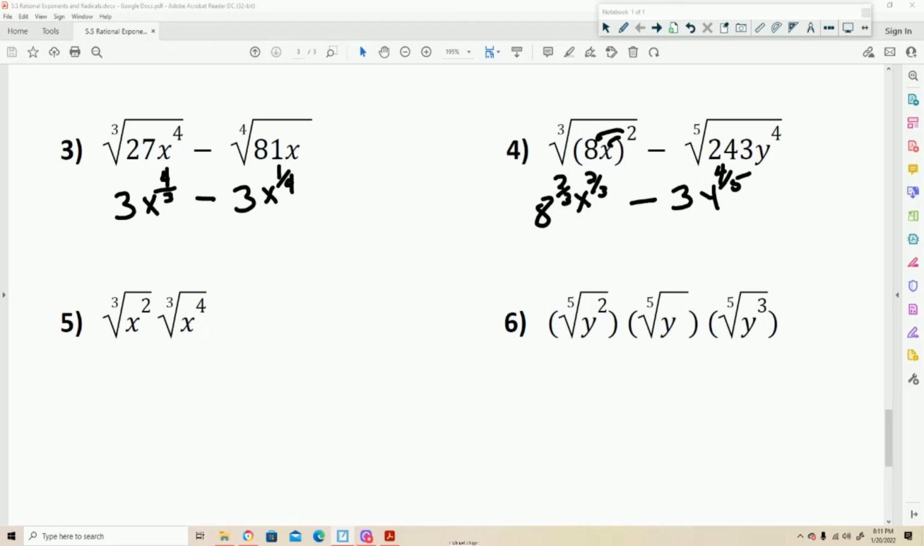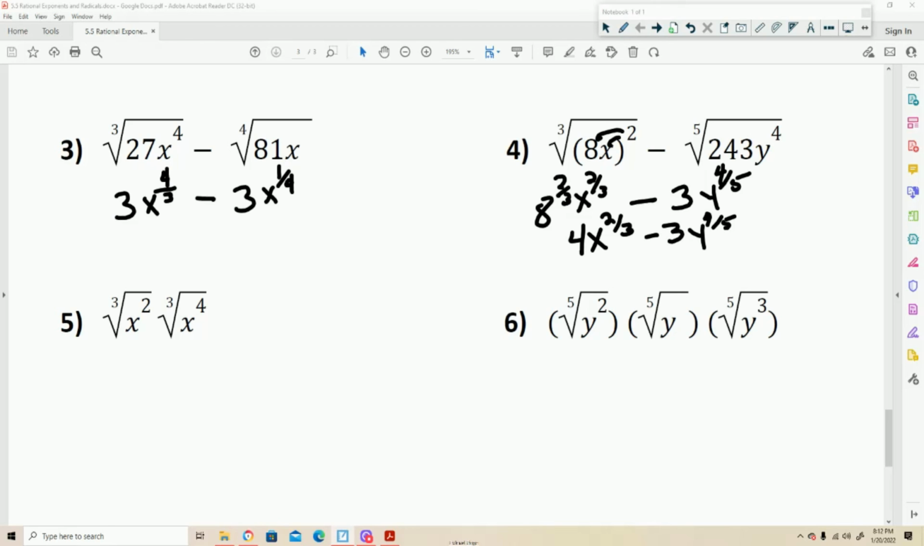If I take the cubed root of 8, I get 2. And then if I square 2, I get 4. So the cubed root of 8 is 2, because 2 times 2 times 2 is 8. And then squaring 2 gives me 4. Okay, so I should be able to write it like this: 4x to the 2/3 minus 3y to the 4/5. These are not like terms. You can't do anything else. We're going to leave them just like that.